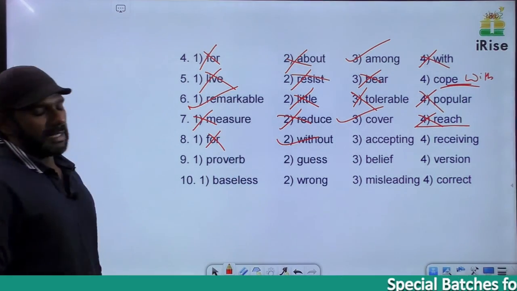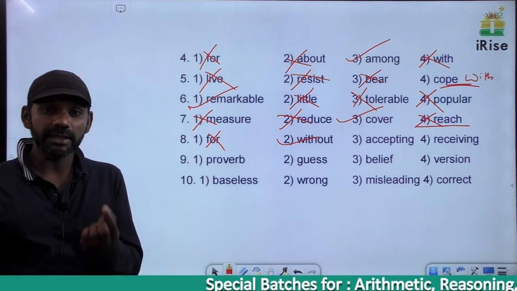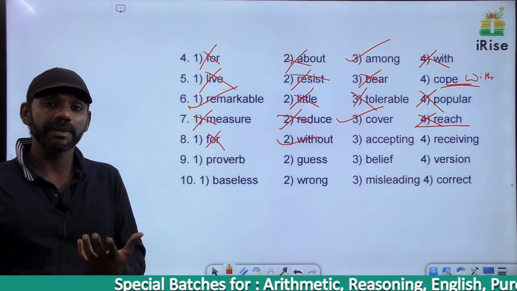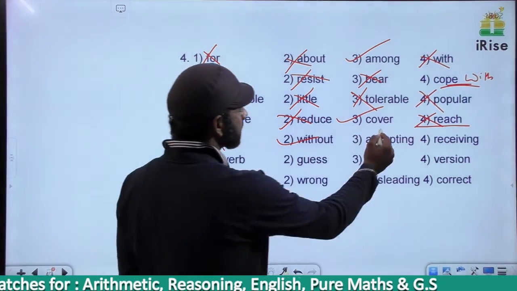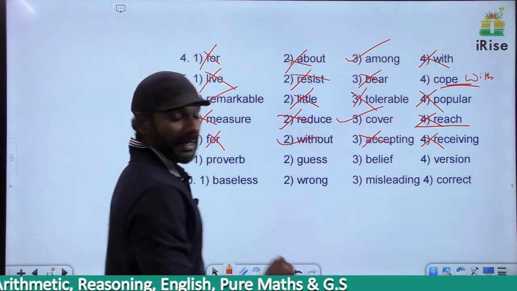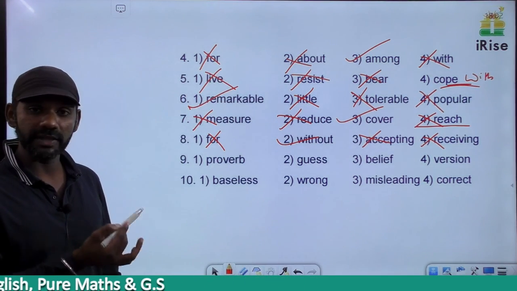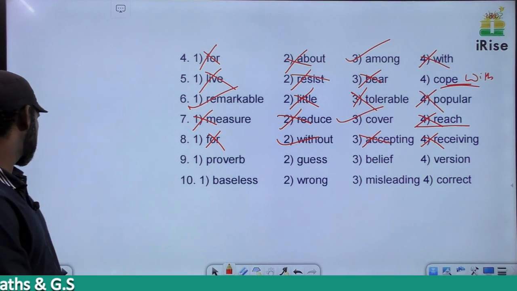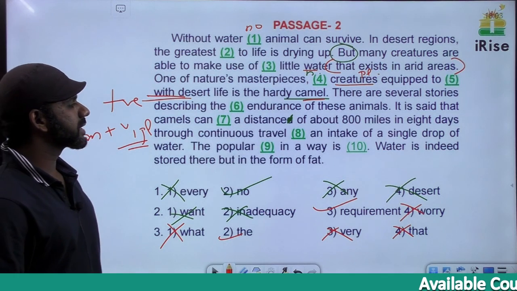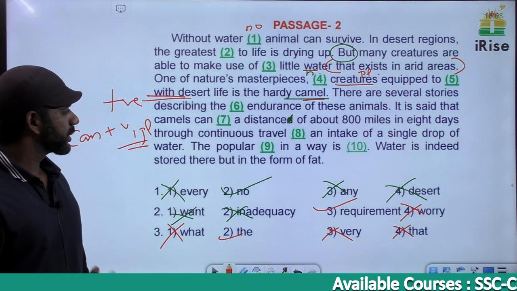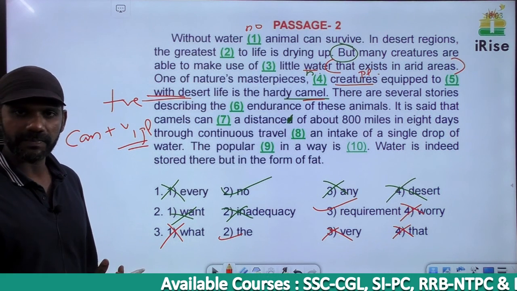For. Camel travels 800 miles for a single drop of water means to get a single drop of water, camel travels 800 miles. Does not make sense. Eliminated. Accepting and receiving, the same meanings. For these two words, they don't fit the context anyway. Eliminated. It must be 2. So camels can cover a distance of about 800 miles in 8 days through continuous travel without an intake of a single drop of water.